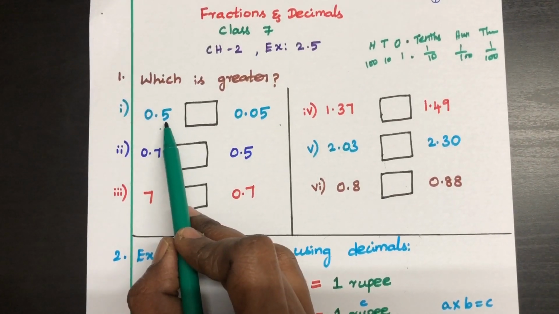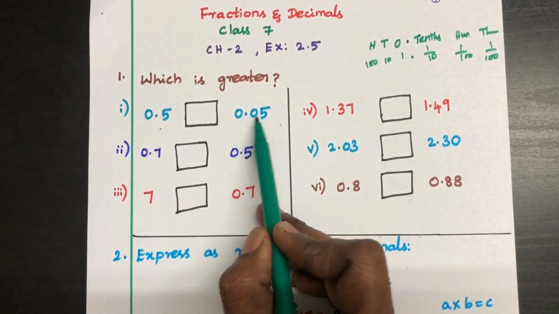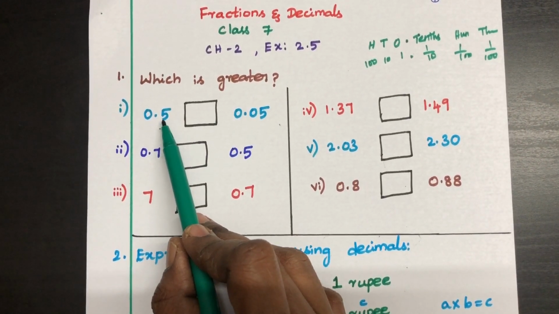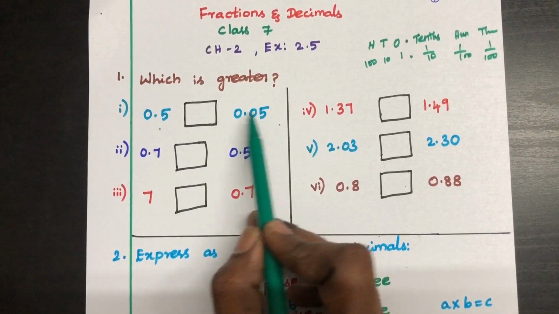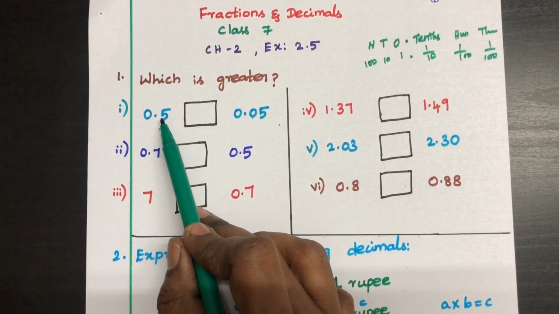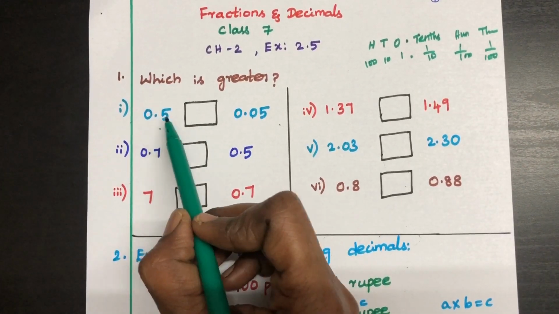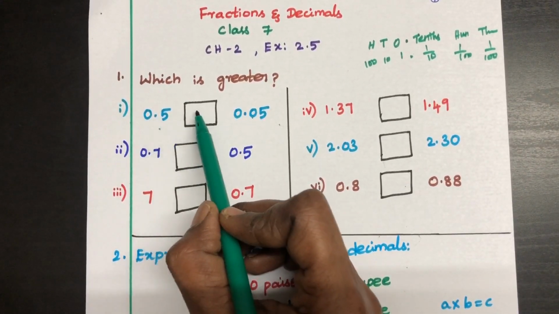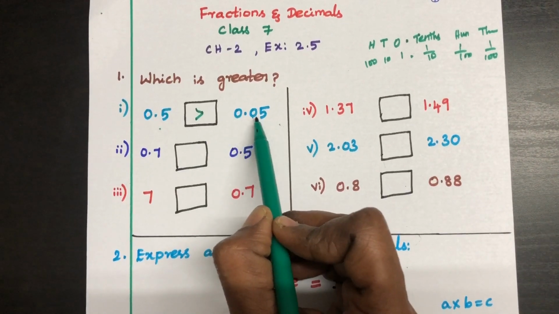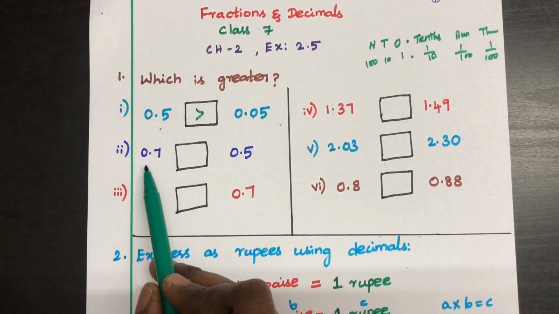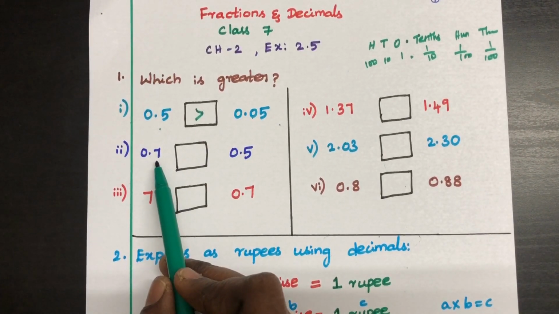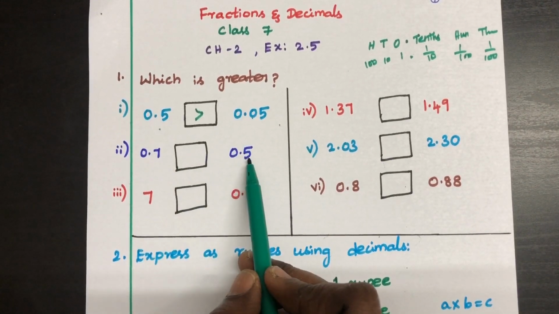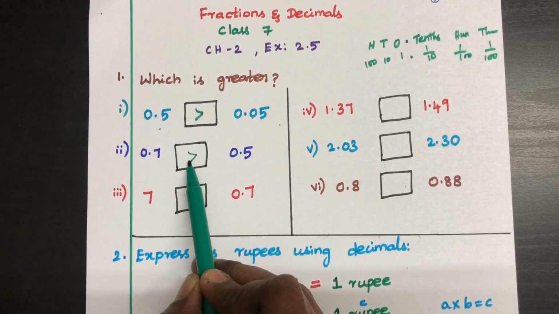So 0.5 compared with 0.05. See the tenths place? In the tenths place, a number is there. Here in the tenths place 0 is there. So which is greater? The number in the tenths place is greater. So 0.5 is greater than 0.05. Now 0.7 compared with 0.5. In the tenths place 7 is there. Which number is greater? 7 is greater than 5. So this is the greater decimal.